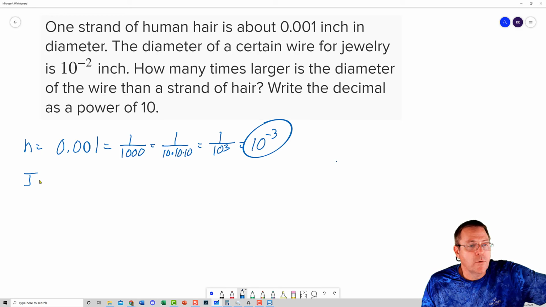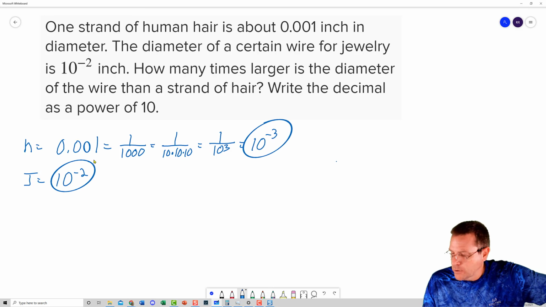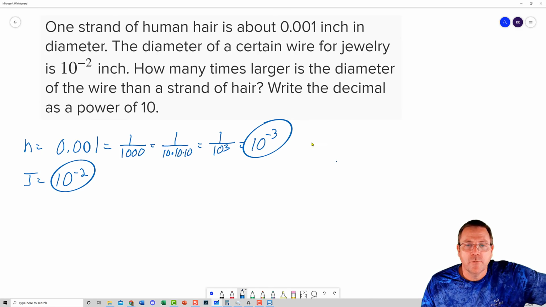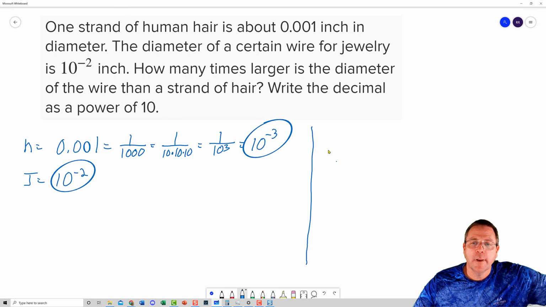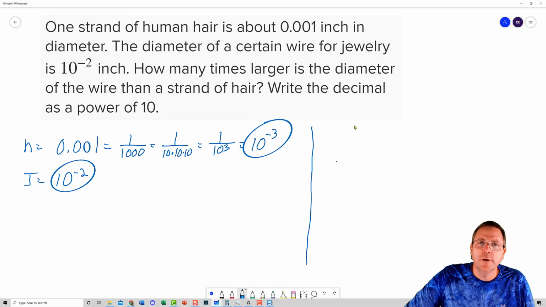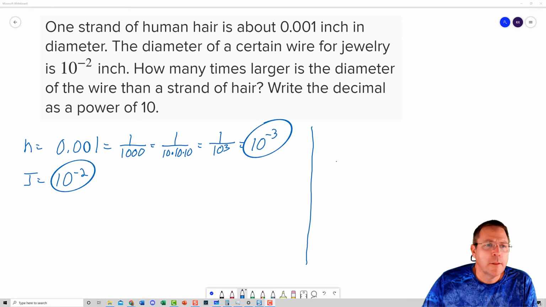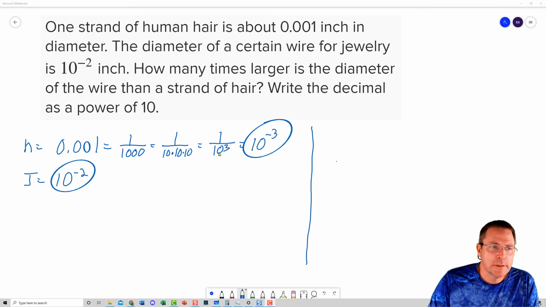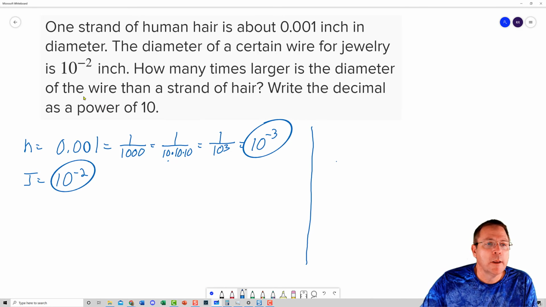Now we're going to take a look at the jewelry. The jewelry, they already tell us, is going to equal 10 to the negative 2, and they want to know how much bigger the jewelry is than the hair. So for that, we're going to set up a division problem so we can find out how many times it is. I'm going to stop this section of video, and I'll come back in just a second and show you how to solve it. Now the problem has us comparing the wire to the hair.